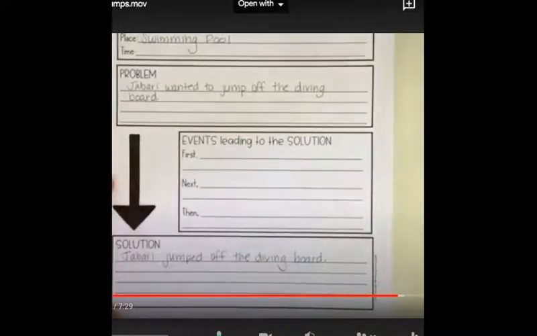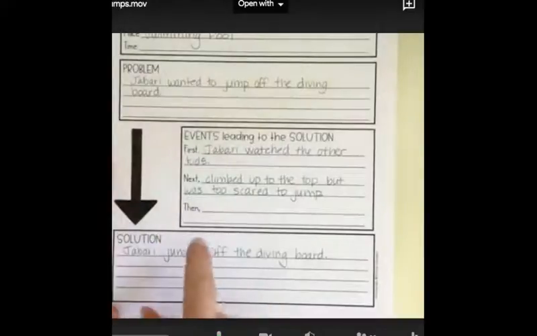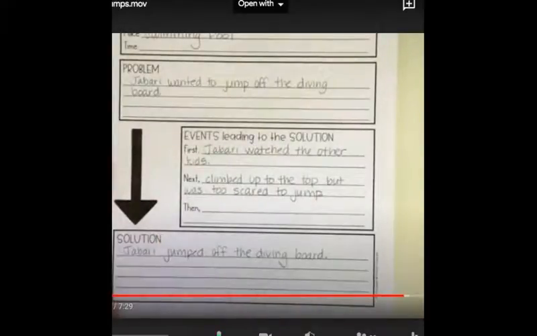When he first arrived at the pool, he watched the other kids. So after he watched for a little while, he actually climbed up to the top of the diving board. But if you'll remember, he was too scared to jump. All right, so first he watched the other kids, and he climbed up and was too scared to jump. So I'm going to put those as the events on my story map.